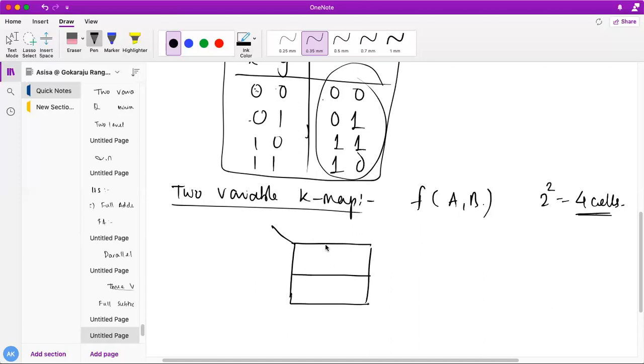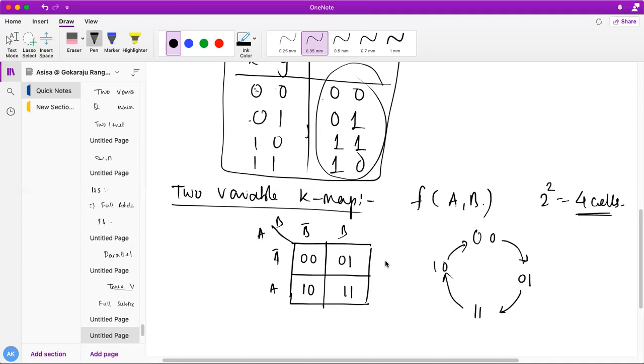So what are the 4 cells? This is the representation A, B. I told you it is represented in gray code. This is my B bar, B, A bar, A. So what is my gray code? Actually 00, next 01, next 11, next 10, and again. So see here, 00, 01, 11, 10.